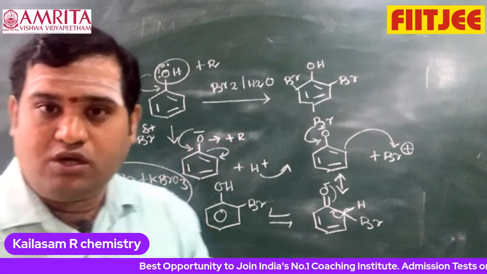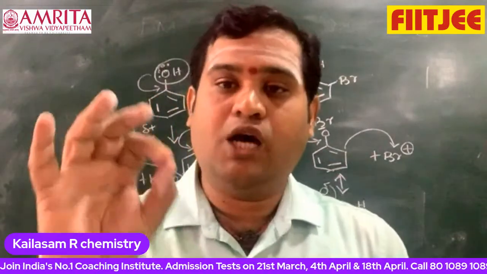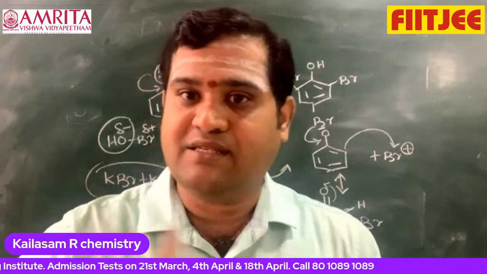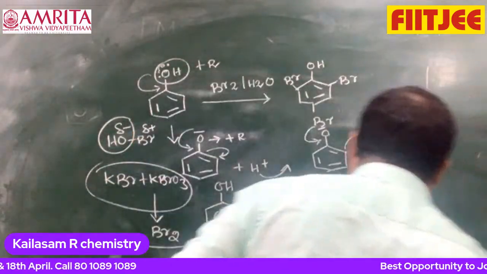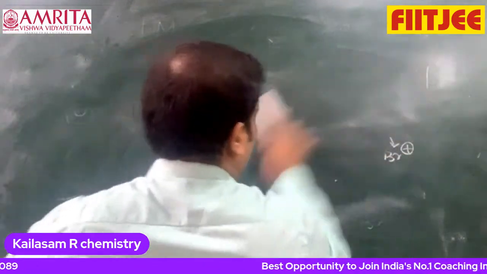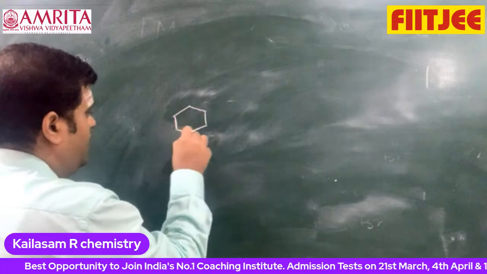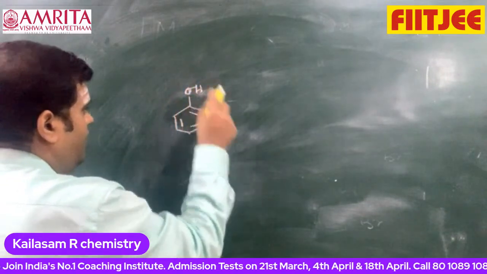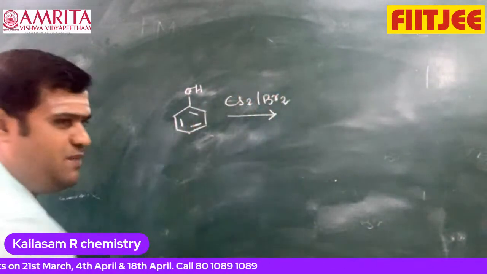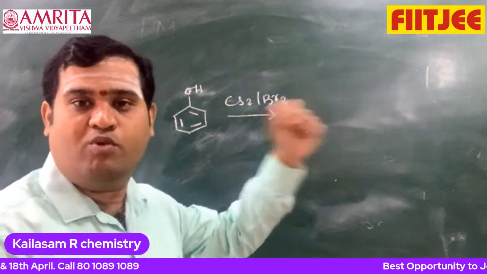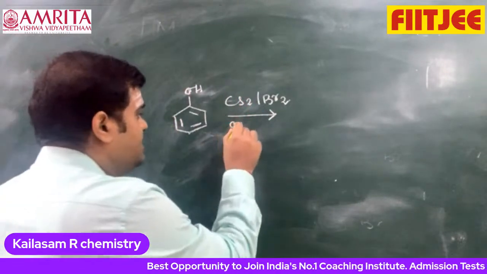Okay, sir. If I am going to use a non-polar solvent like CCl4 or CS2, please keep it in your mind: phenol never ionizes. Phenol is only miscible or soluble. Look at the example. Now I am taking phenol, and I am going to use CS2, Br2. So what is going to happen here? I am going to get ortho plus para bromophenol. Why is that? Here the CS2 is carbon disulfide, or I can use CCl4.